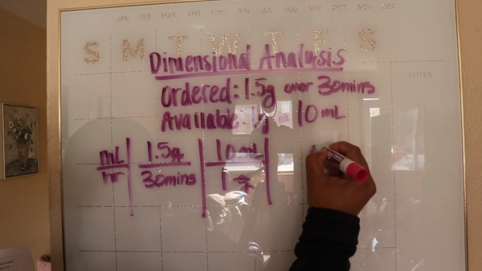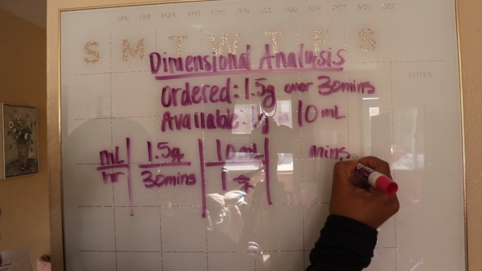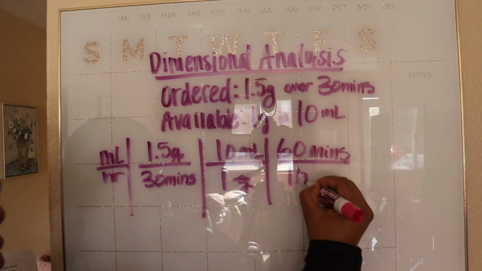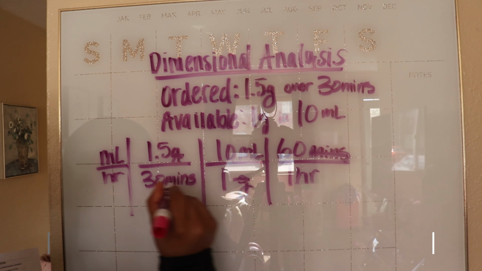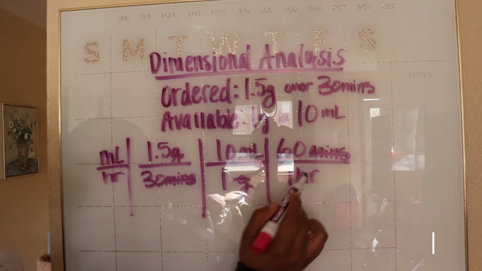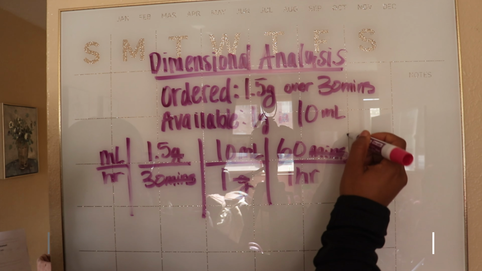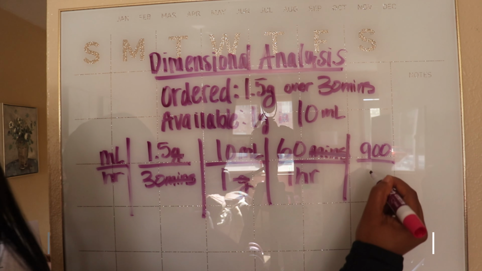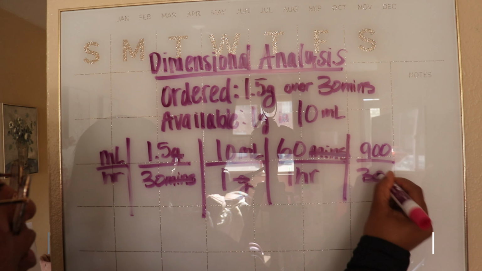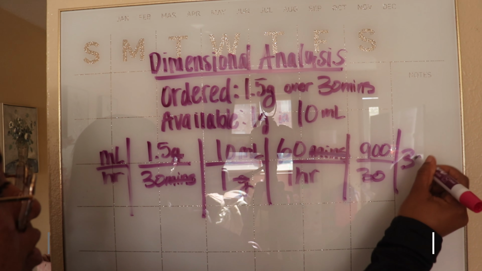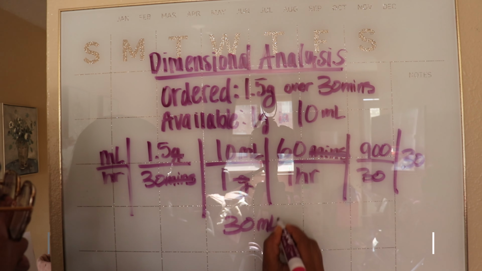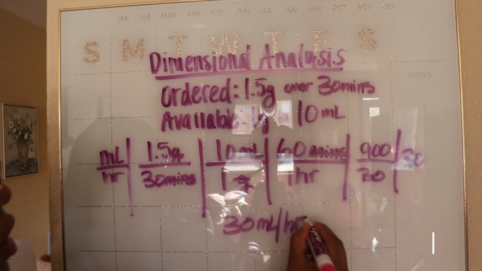This 30 minutes is going to be able to get crossed out if I put 60 minutes at the top over 1 hour, because I need to be left with just hours. I can't be left with any minutes. So I got my mLs over an hour, and I'm ready to go ahead and do the math all the way through, which will get me 900 over 30. So in total, I will be setting the pump at 30 mLs per hour for this specific problem.